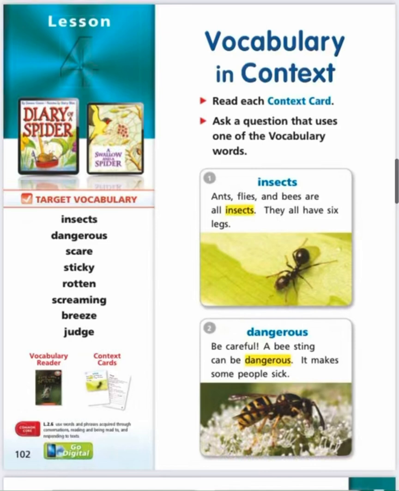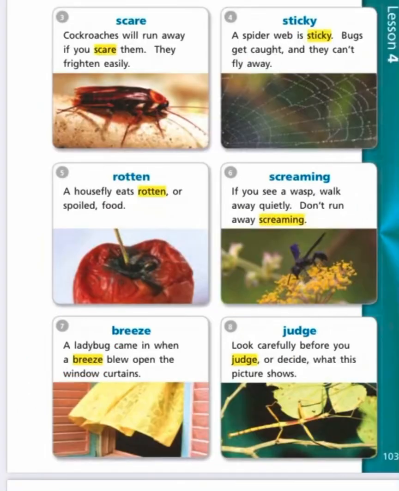Dangerous. Be careful. A bee sting can be dangerous. It makes some people sick. Scare. Cockroaches will run away if you scare them. They frighten easily. Sticky. A spider web is sticky. Bugs get caught and they can't fly away. Rotten. A housefly eats rotten or spoiled food.